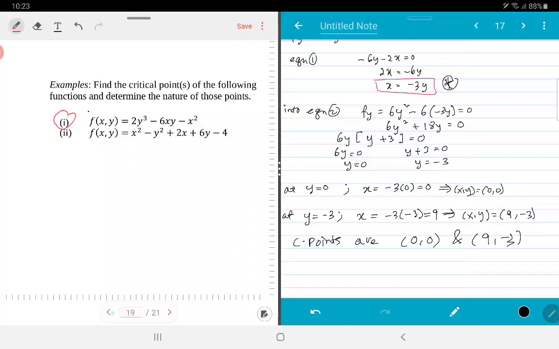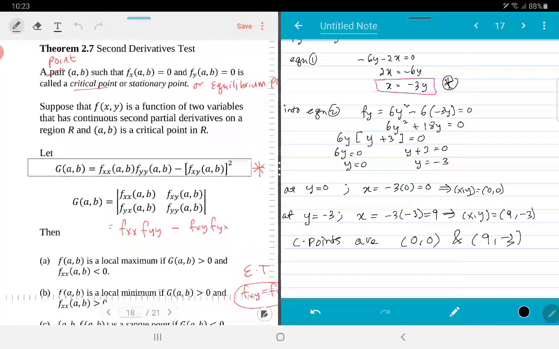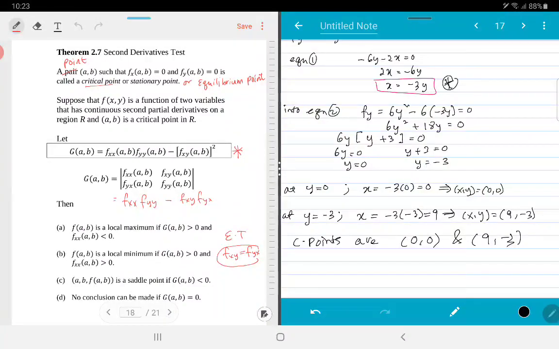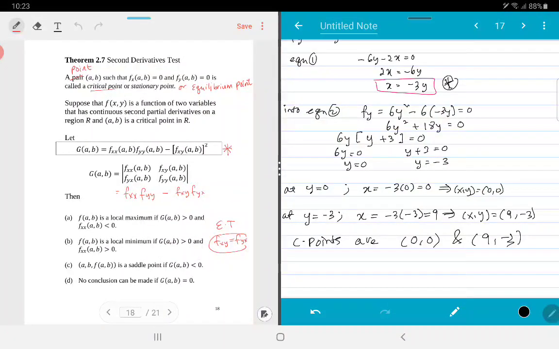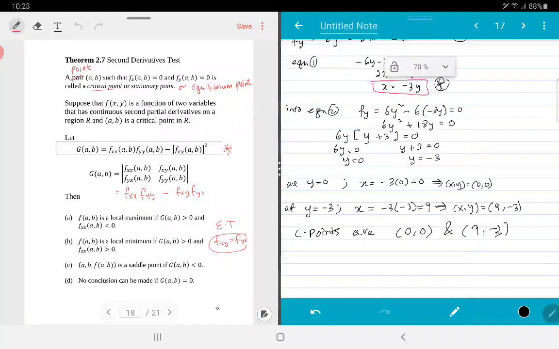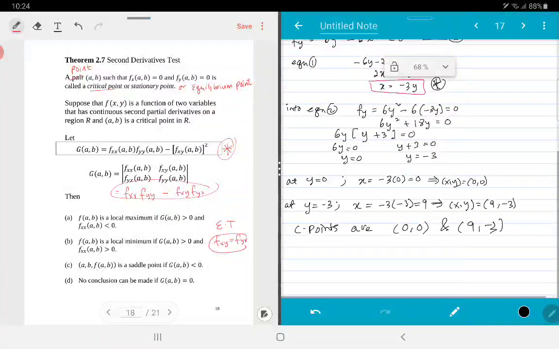Now we're going to use the second derivative test to check whether they are a local maximum, local minimum, or neither. To use the second derivative test, we need to find the second partial derivatives, which are fxx, fyy, and fxy. Okay, right, so we need fxx.